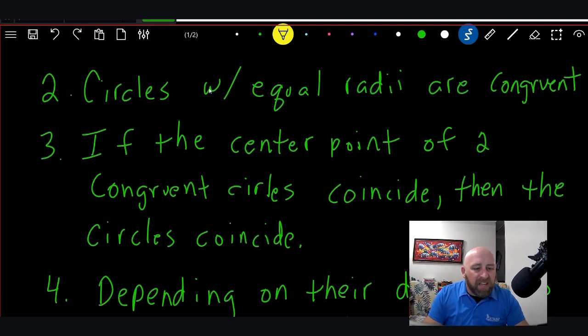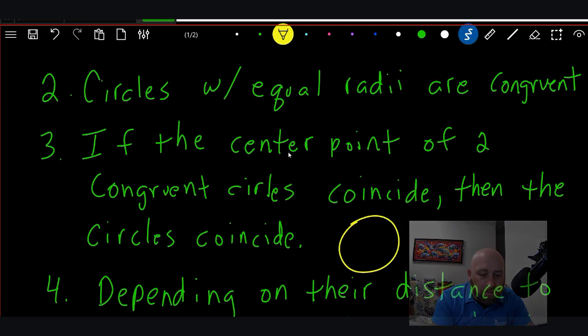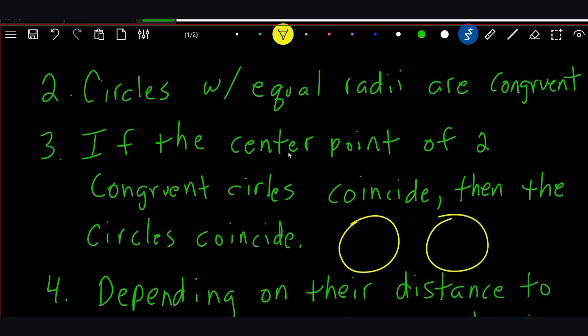And then number 3, if the center point of a congruent circle coincides, so if you have 2 congruent circles or 2 circles that are the same and they coincide, what does that mean? You should remember that from triangles. If something coincides, then it is right on top of the other one. So if you take 2 congruent circles and you put their center points on top of each other, then the whole circle coincides. In other words, if I have two circles, and I take this center point and move it right here, what happens? Well, I have my circle with my center point, and then my other circle sits right on top of it. In other words, it's going to occupy the same exact space. The center point will be on the center point, and the circle will be on the circle. And that's the idea there of number 3.